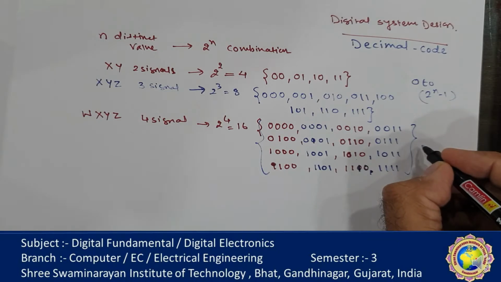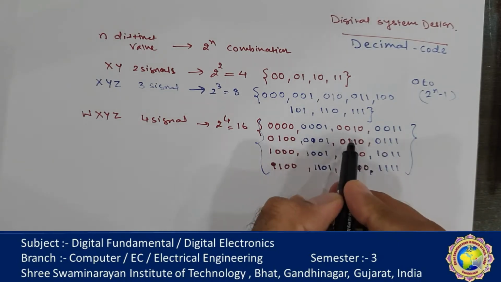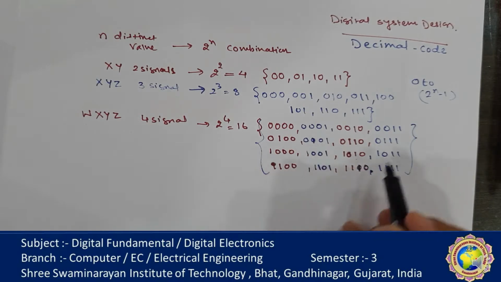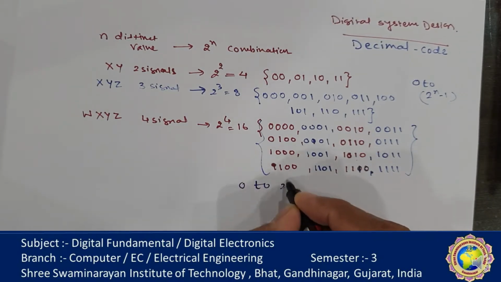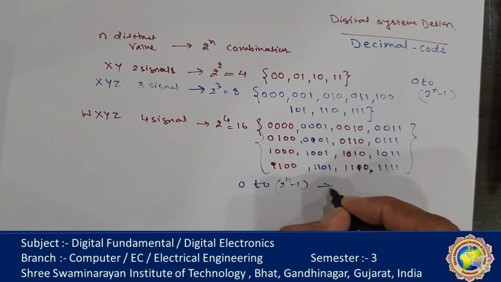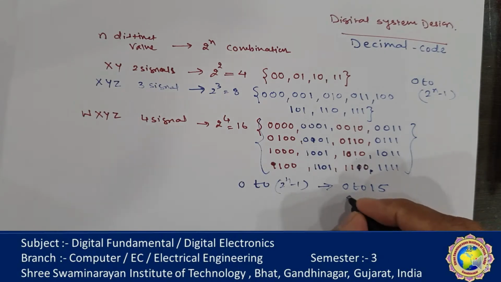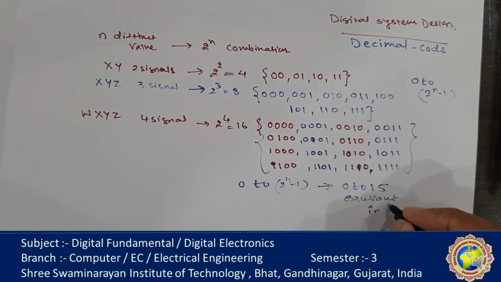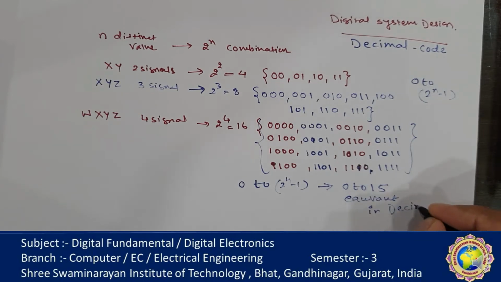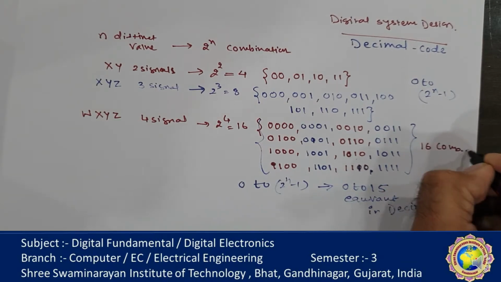All 16 combinations are there. This is equal to decimal 0 1 2 3 4 5 6 7 8 9 10 11 12 13 14 15. So 0 to 2 raised to n minus 1, 16 minus 1, it will become 0 to 15, equivalent in decimal. And the total 16 combinations are there.